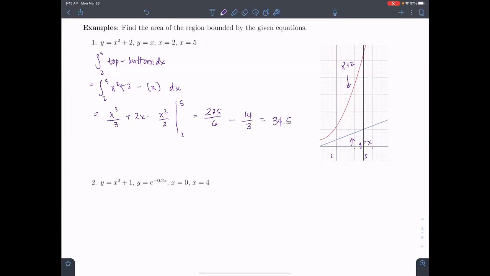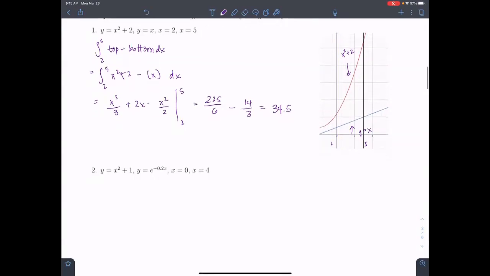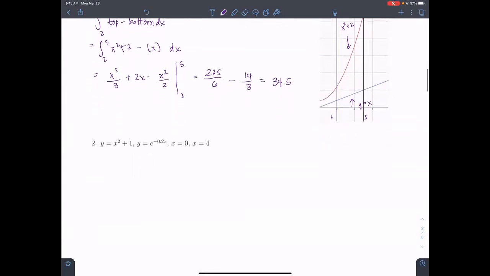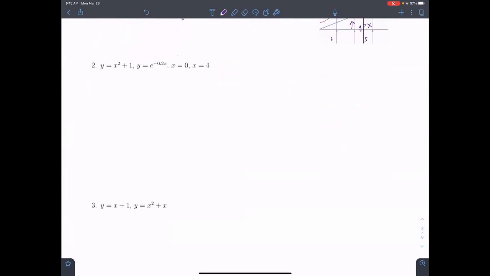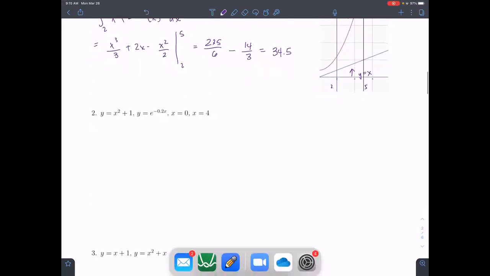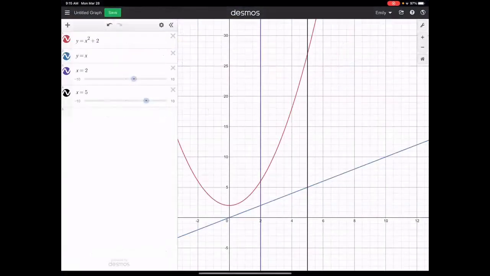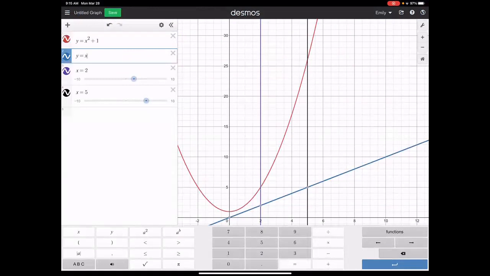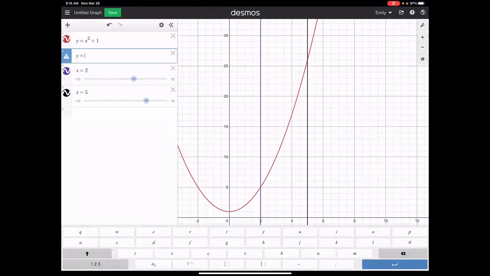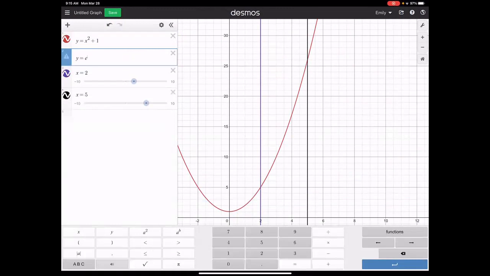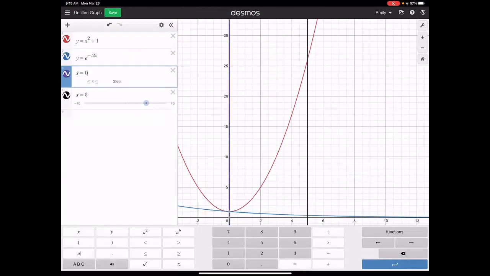34 and a half. Okay, I'm not going to do the Desmos thing. I'll just show you what, maybe I should do the Desmos thing, not this one. Okay, so we're looking again at x squared. Now we have x squared plus 1 and e to the negative 0.2x. And then x equals 0 and x equals 4.